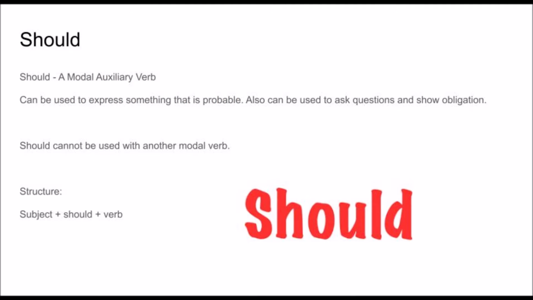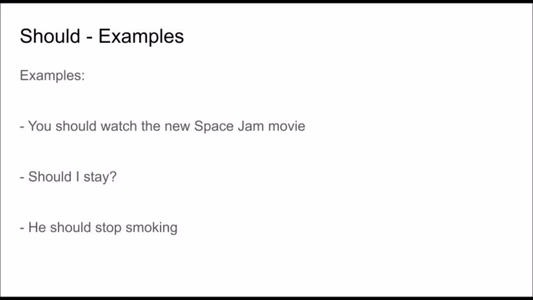Should is a modal auxiliary verb and can be used to express something that is probable. Also can be used to ask questions and show obligation. Should cannot be used with another modal verb, and the structure is subject plus should plus the verb. And here's some examples. You should watch the new Space Jam movie. Should I stay? He should stop smoking.